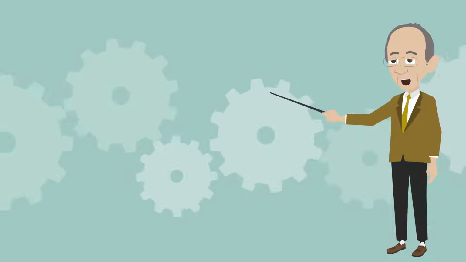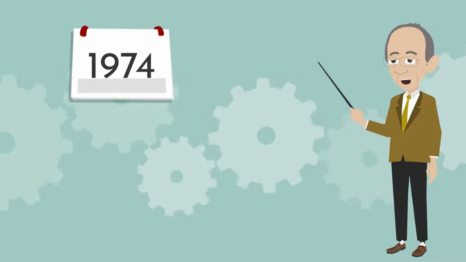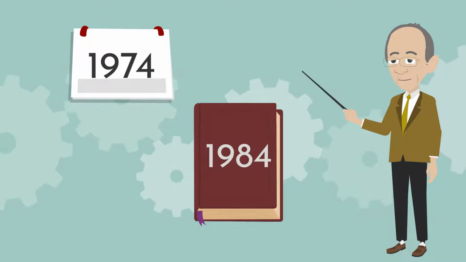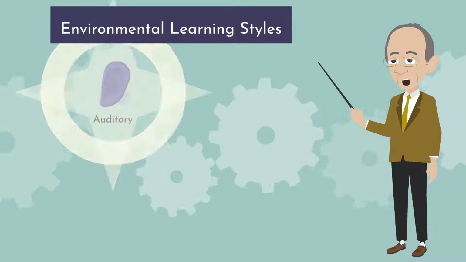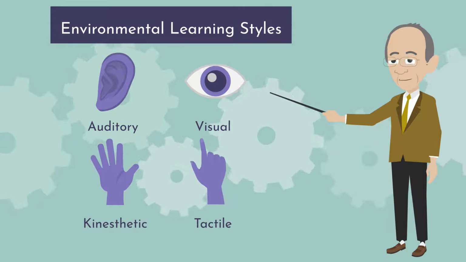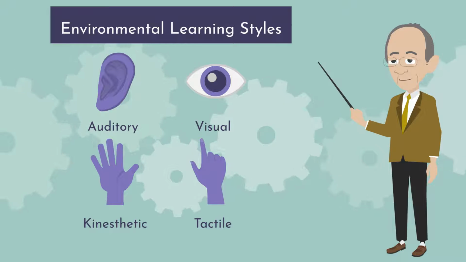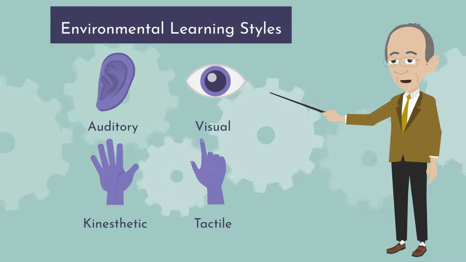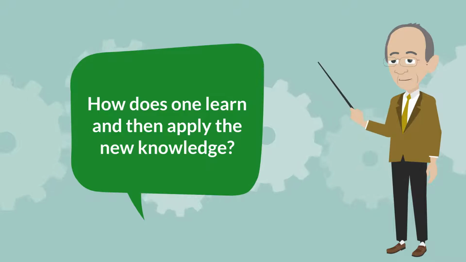I created the experiential learning cycle in 1974 and published my learning styles model in 1984. In contrast to environmental learning styles such as auditory, visual, kinesthetic, and tactile, my learning style is based on perception and processing. Learners perceive and process information along a spectrum. The key question: how does one learn and then apply the new knowledge?